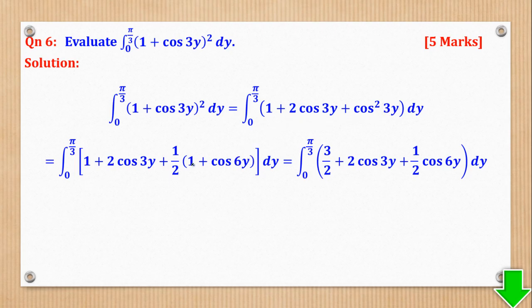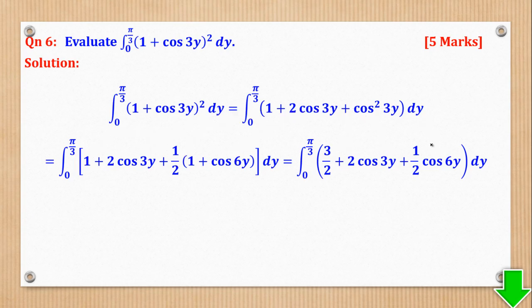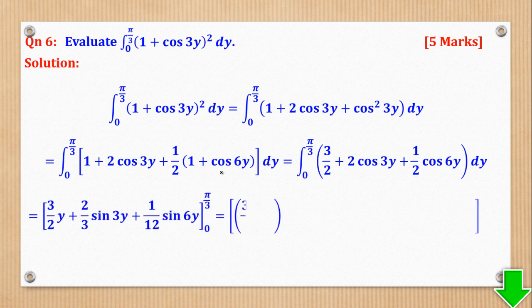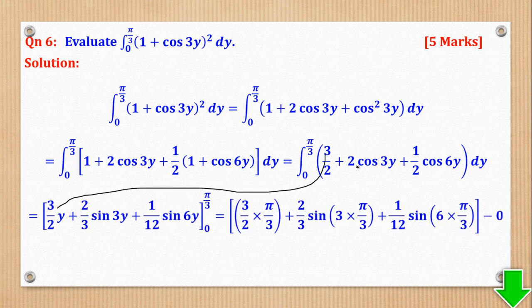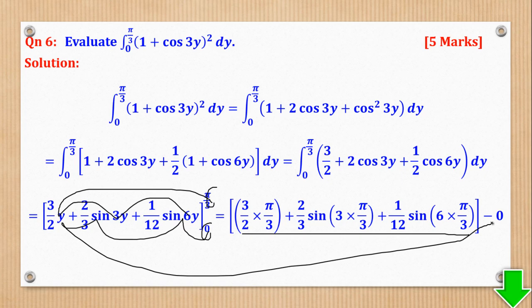It becomes a half in brackets 1 plus cos 6y. Then I can collect like terms. 1 plus a half gives you this. Then this one gives you that. And this one gives you that. Now I can integrate. So when I integrate, this gives me this. This gives me that. And this gives me this. Then I can substitute limits. Begin with the upper limit, put everywhere where there is y to give you this. Then lower limit, everywhere where there is y, you get 0. That's why there is minus 0 there.